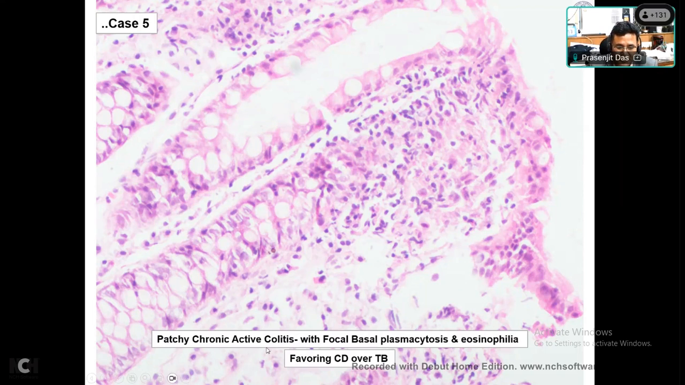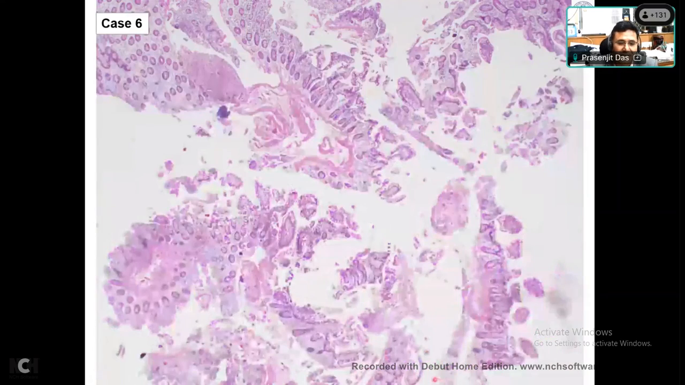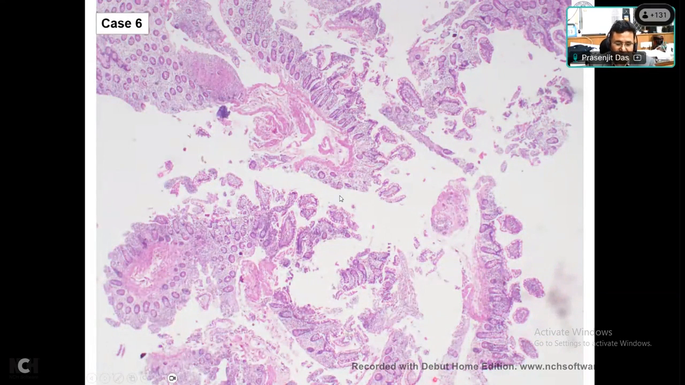So this is your morphological diagnosis: patchy chronic active colitis with focal plasmacytosis and eosinophilia. Always write a morphological diagnosis followed by your etiological interpretation. So with that, we'll come to case number 6.